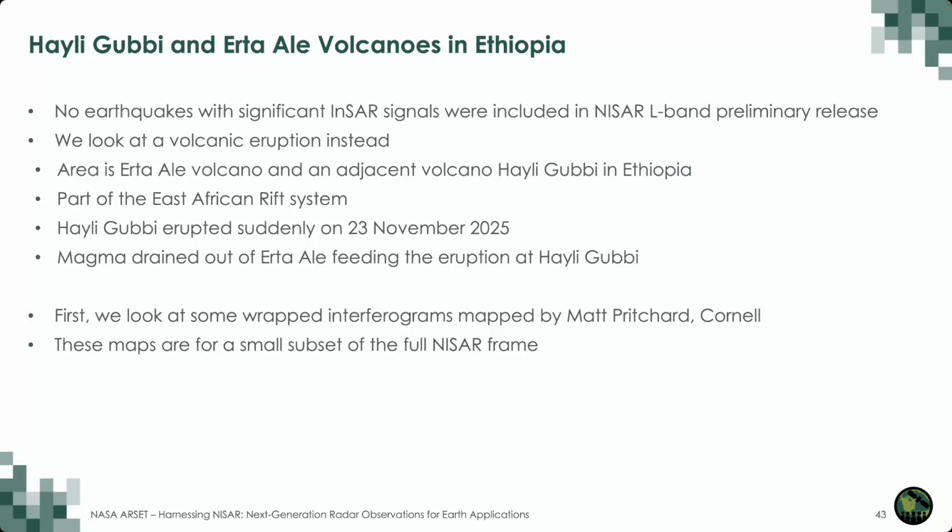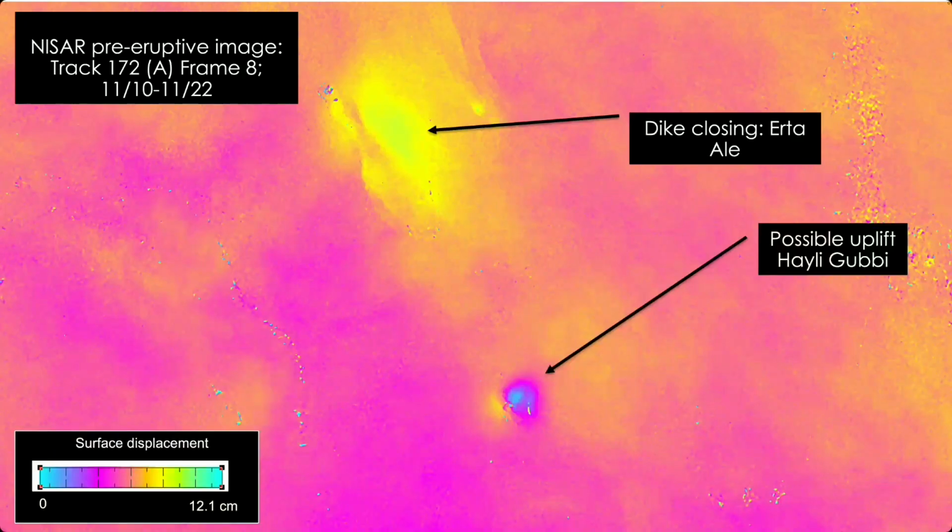So first, I'm going to show you some slides with wrapped interferograms that were generated by Matt Pritchard, who's at Cornell, as I mentioned. He's still looking at volcanoes since he's been a grad student, and he made these slides. These maps are just for a small subset of the full NISAR frame. So Matt went back and looked at, there was one NISAR interferogram for the 12 days before the eruption.